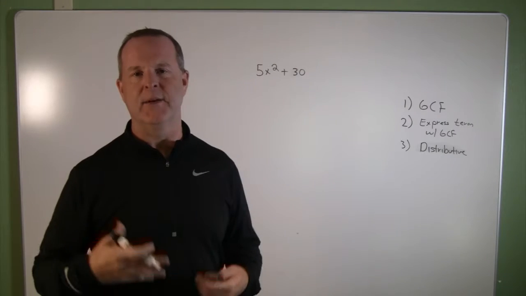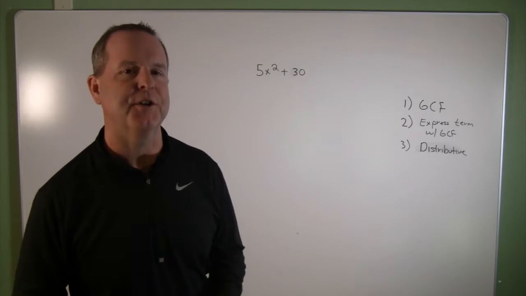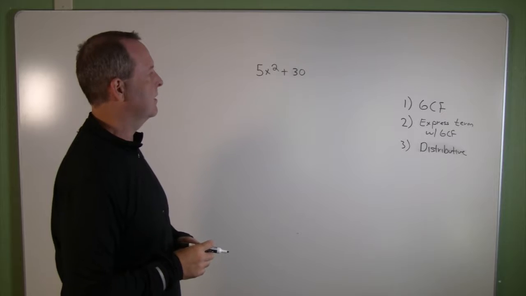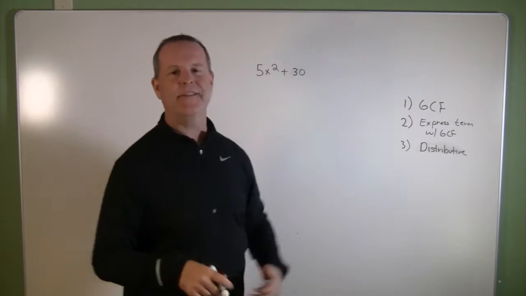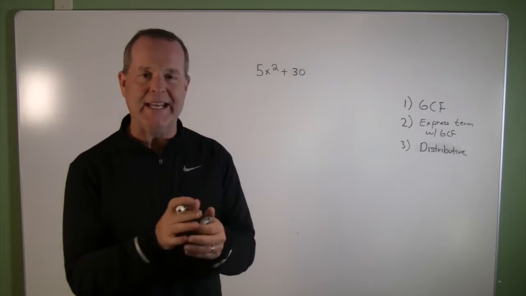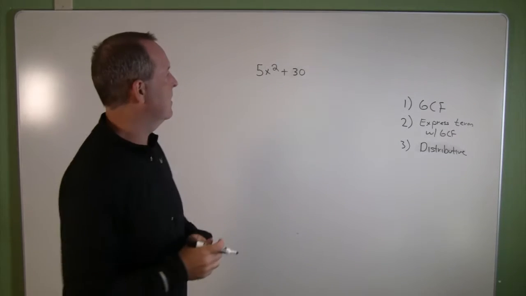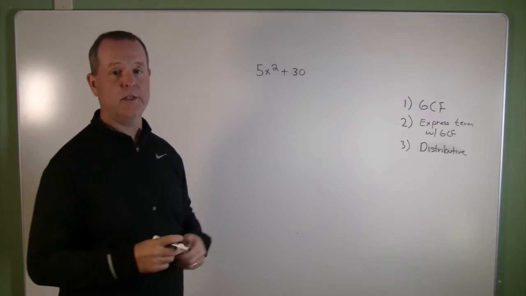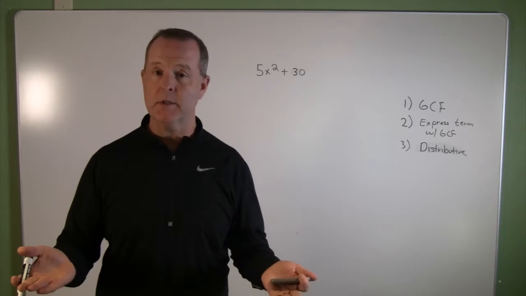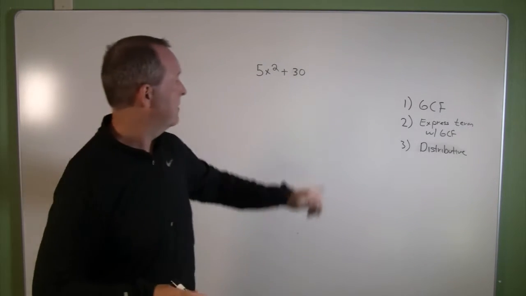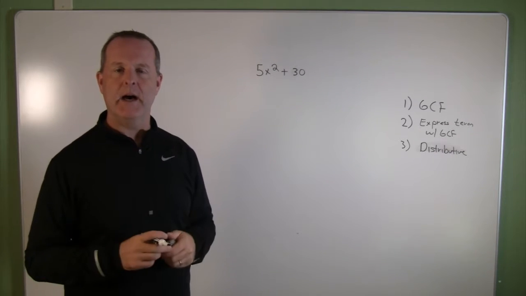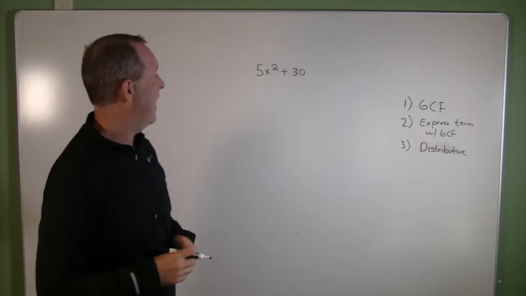Let's give you a process that we can build upon as we learn to factor some of these terms and polynomials and whatnot. The first thing we want to do is identify what the greatest common factor is between each of the terms in the problem. One term is 5x squared, one term is 30. There are no variables in the second term, so there can't be any variable in my greatest common factor.